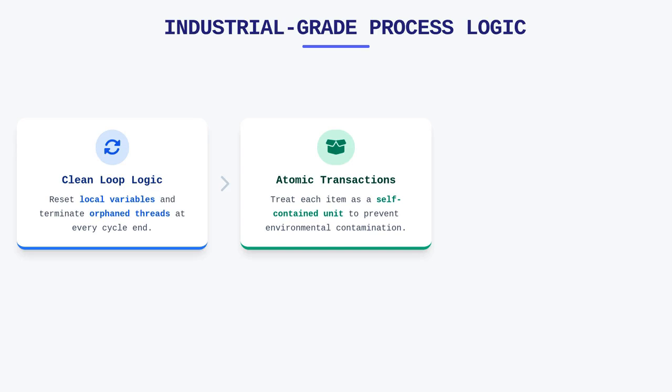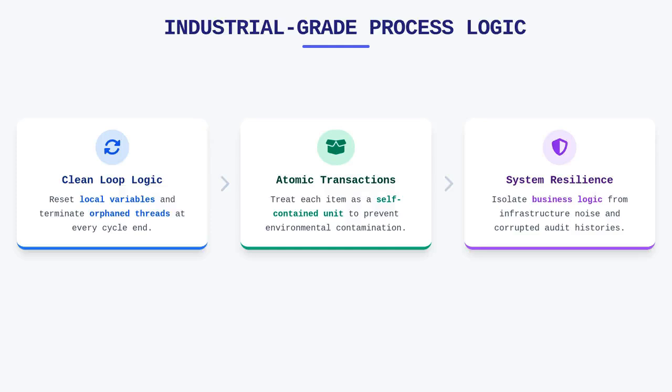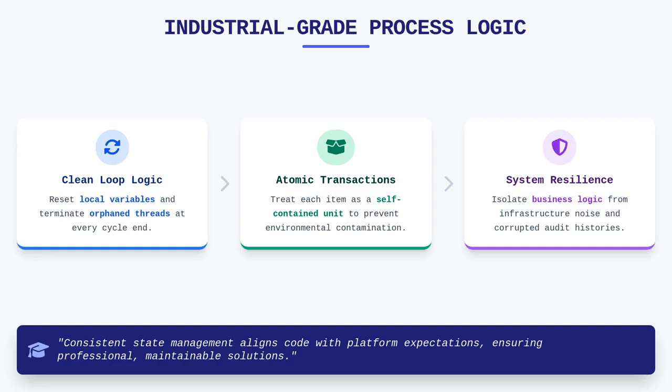This level of rigor characterizes a mature developer who understands the long-term implications of maintaining industrial-grade automations. Consistent state management ensures that when something eventually goes wrong, diagnostic efforts are focused on the business logic rather than on investigating locks or corrupted audit histories. By following these patterns, you align your code structure with the expectations of the platform, resulting in more resilient and maintainable solutions.